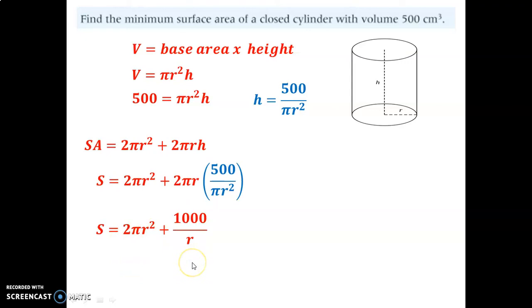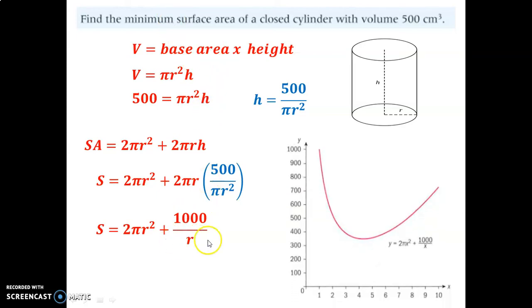So graph that now and answer the question, what is the minimum surface area? And what is the radius that helps us get that minimum? All right, the graph should look like this. So check your graph. You should have something like this.